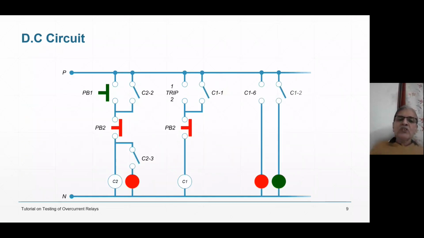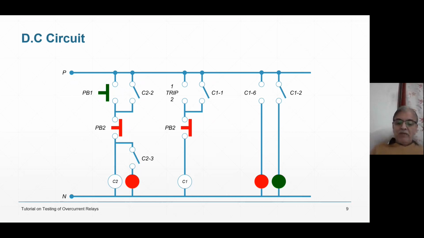What is C22 doing? C22 is giving a hold-on path to PB1, because you are going to release your hand from PB1. Once you push PB1, C2 is going to be energized. C22 will be on. Therefore, even if you remove your hand, C2 will remain energized and will not become de-energized. C23 will show the red indicator, showing that your experiment is going on. Your circuit is on. Red means danger.